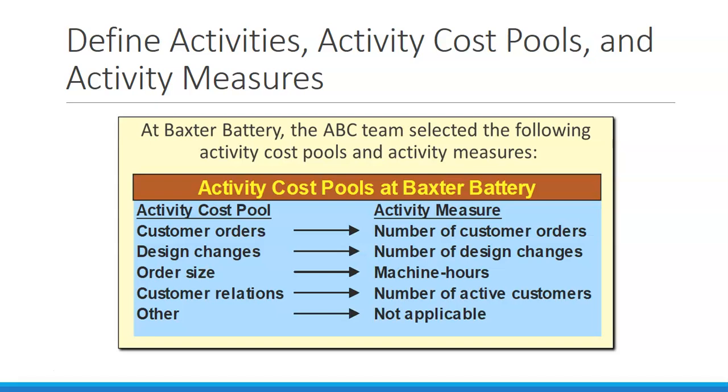So they've decided that the activities that drive overhead costs within their organization are customer orders, product design changes, the order size, customer relations, and then they have an other category. The activity measure for each item is then listed. For customer orders, it's the number of customer orders. For design changes, the number of design changes. For order size, it's the number of machine hours that are used. And for customer relations, the number of active customers.